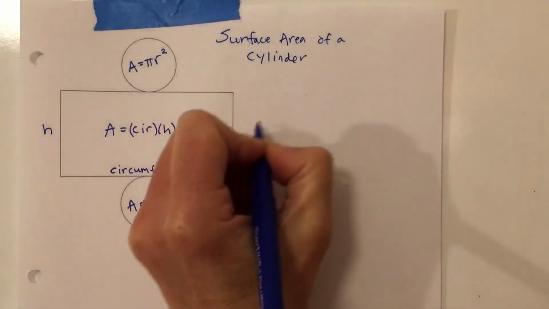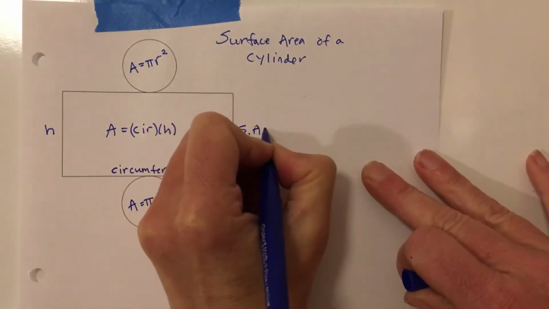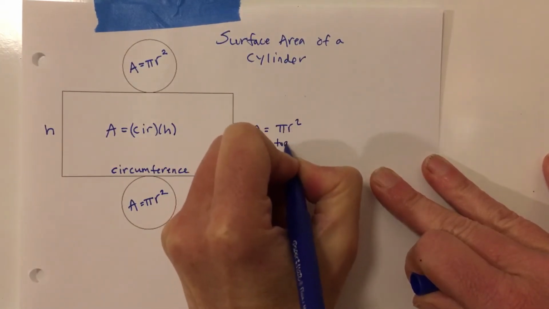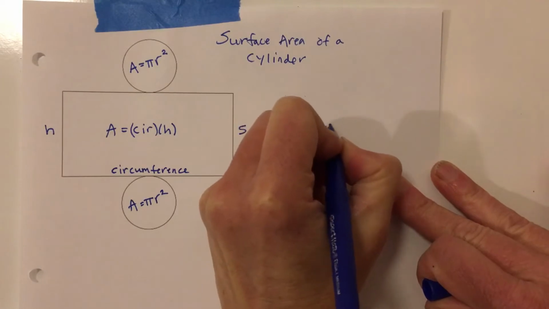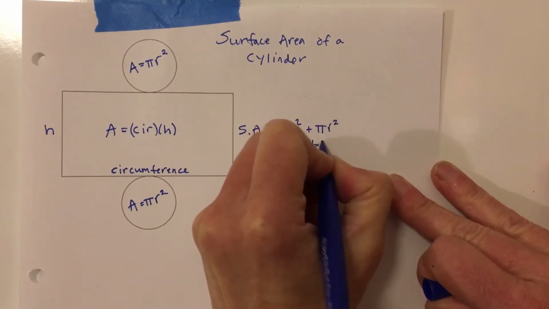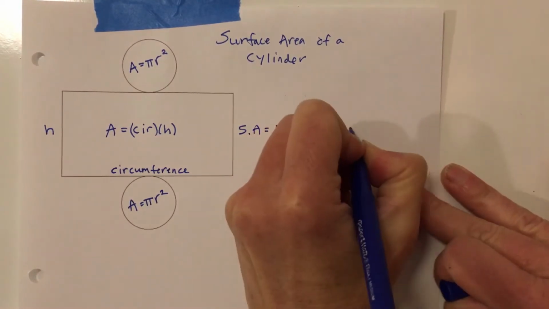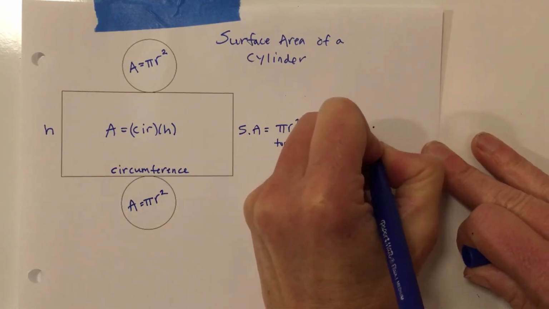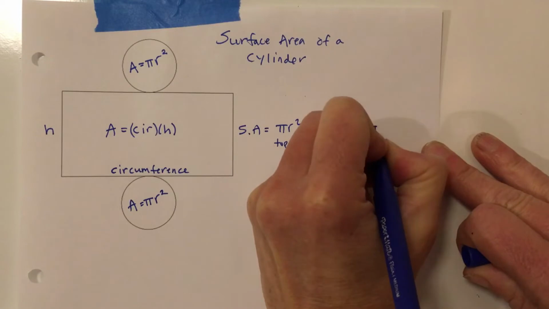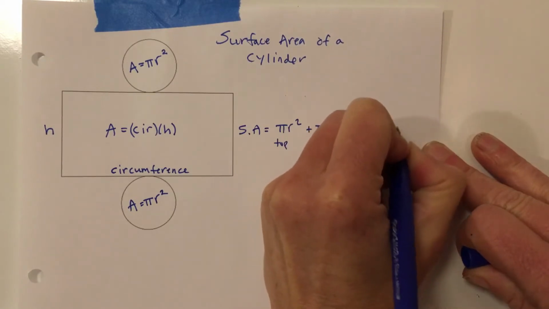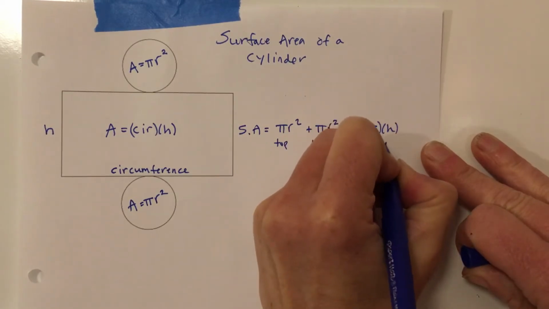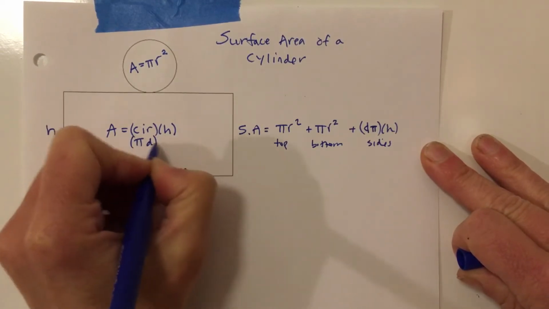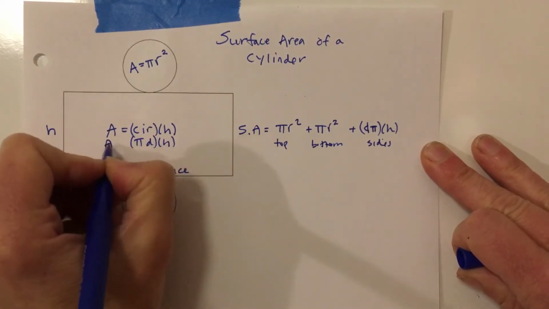Okay, so to find the total surface area of a cylinder, you're going to get the top, which is pi r squared, the bottom, which is pi r squared, and the sides, which is circumference, which is diameter times pi times height. This is the sides. Let me add that to here. Circumference is pi times diameter times the height.